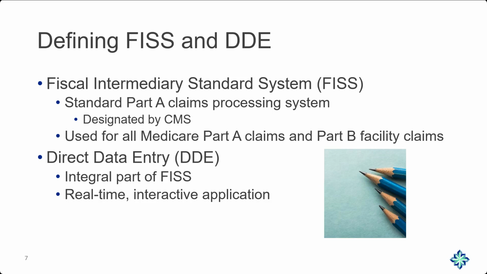MCS, or the multi-carrier system, is the shared system that's utilized for Part B claims. Again, those are the ones that are filed on the 1500 claim form or the 837P electronic equivalent.